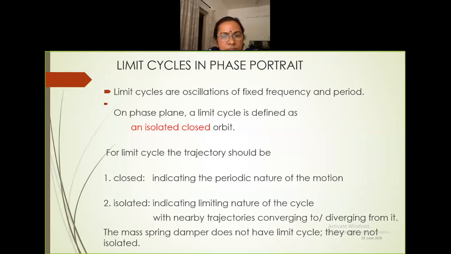It has to be isolated. It indicates the limiting nature of the cycle, with the nearby trajectories converging to or diverging from it. I know that you are not clear about this, but I'll explain with the diagram, then it will be very simple. What is a limit cycle? On the phase plane, a limit cycle is defined as an isolated closed orbit, and isolated indicates the limiting nature of the cycle with the nearby trajectories converging to or diverging from it. Now just see the next slide.